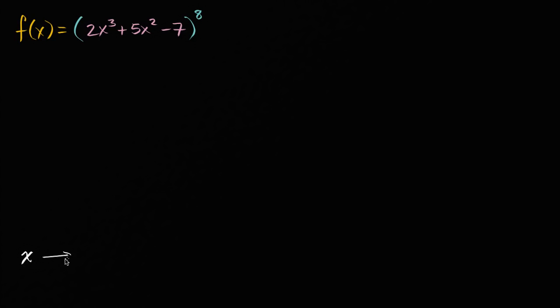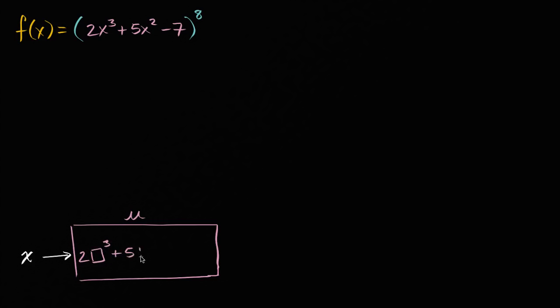So we're going to start with an x, and what's the first thing that we would do? If you were just trying to evaluate it, given some x, well, the first thing you would take 2 times that x to the third power plus 5 times that x squared and then minus 7. So what if we imagined a function here that just did that first part, that just evaluated 2x to the third plus 5x squared minus 7 for your x. So let's call that the function u. And so whatever you input into that function u, you're going to get 2 times that input to the third power plus 5 times that input to the second power minus 7.